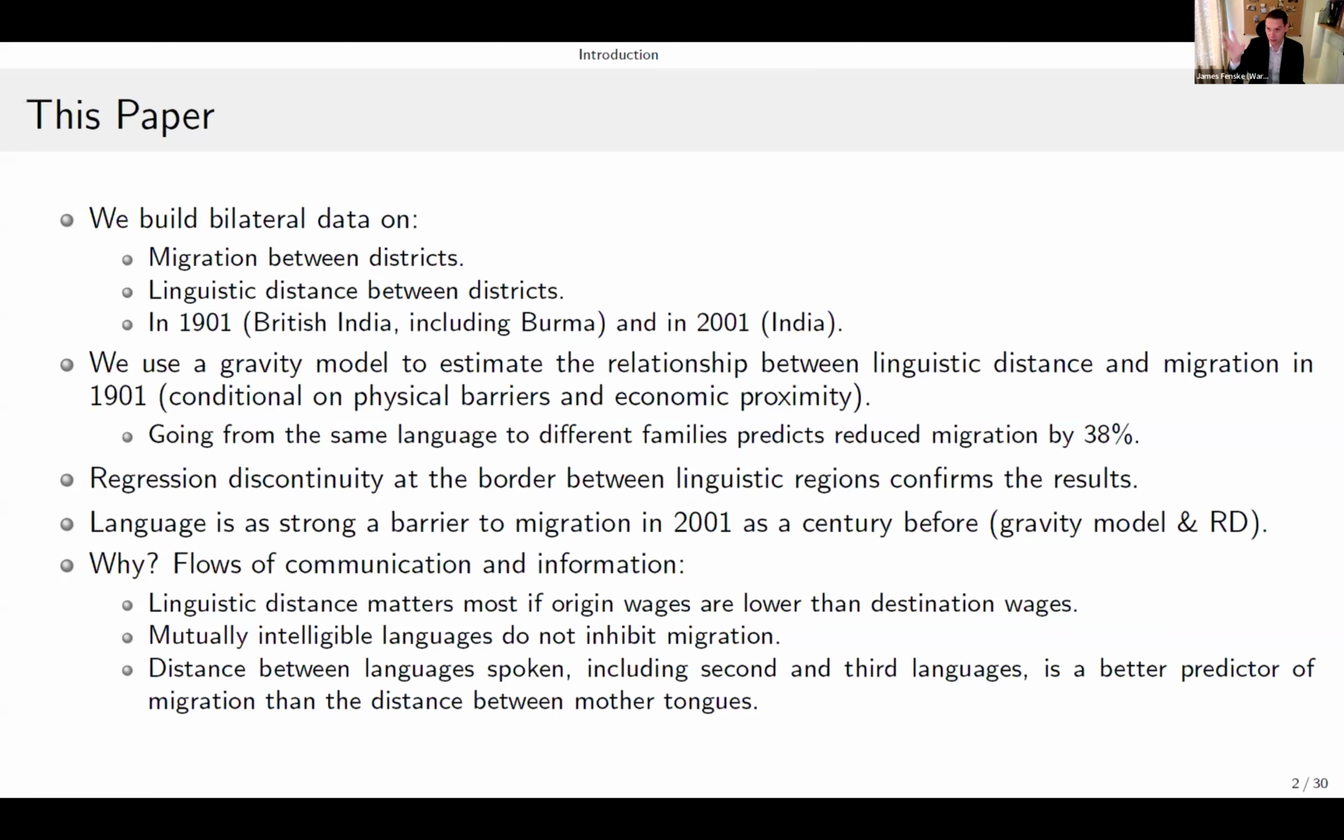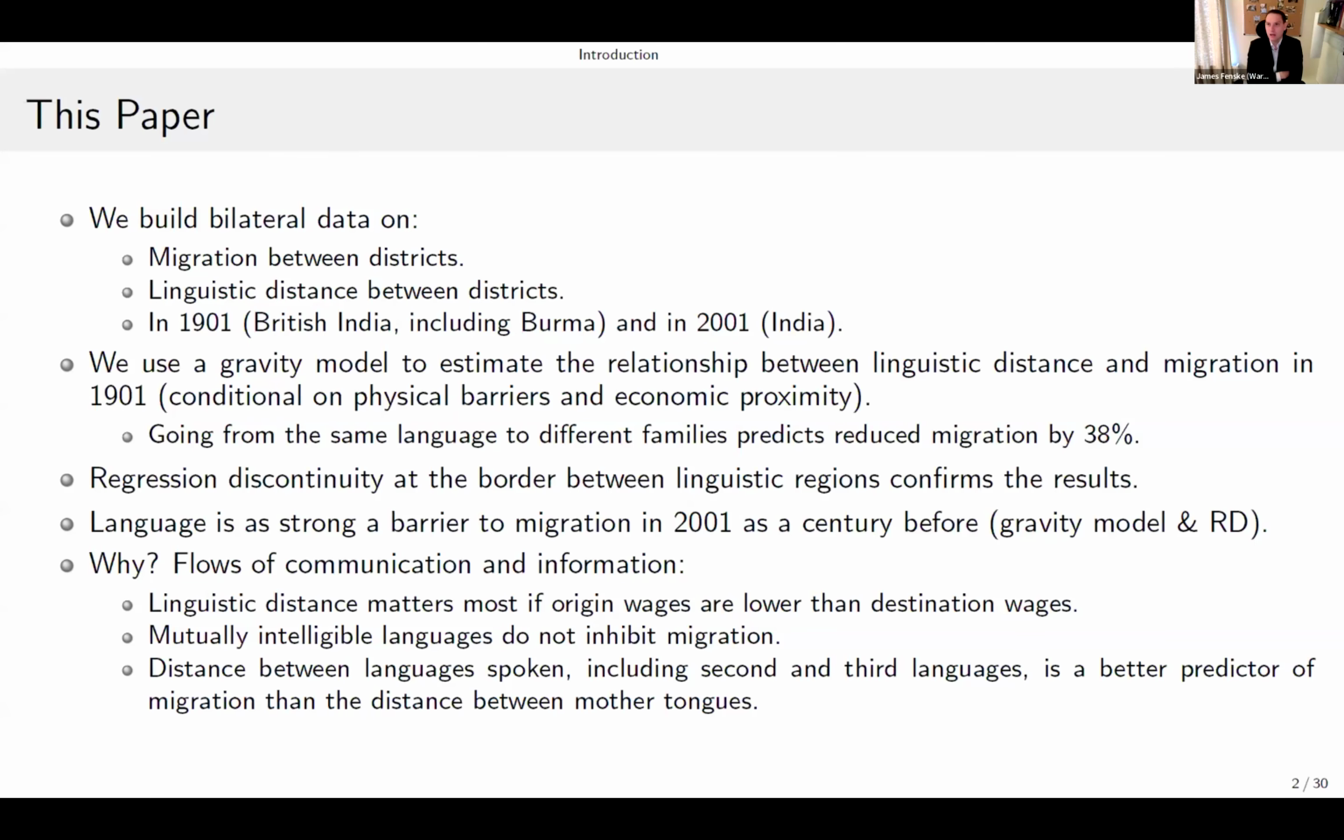And we can show you that in the gravity type regressions the impact of language on migration falls off a cliff all the way from 38% to 36%, by which I mean it hasn't fallen at all. Language appears to be as much of a barrier to migration in 2001 as it does in the colonial censuses in 1901. So why? Why could language be a barrier to migration?